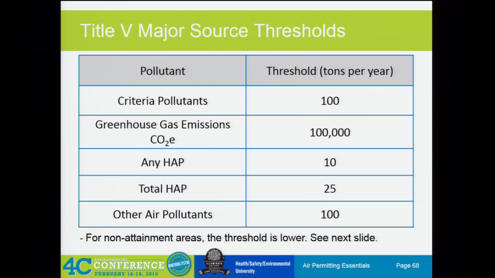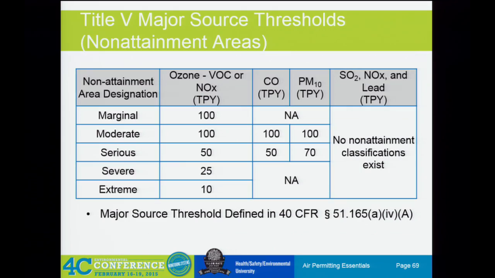And then anything else that's not listed in this list has a 100 tons per year threshold. So like those sulfur compounds that we listed in the slide before would fall under that category. It's also important to know that for non-attainment areas, that threshold is lower. And that's where this slide comes into play. So if you're in a non-attainment area, you have lower major source thresholds.